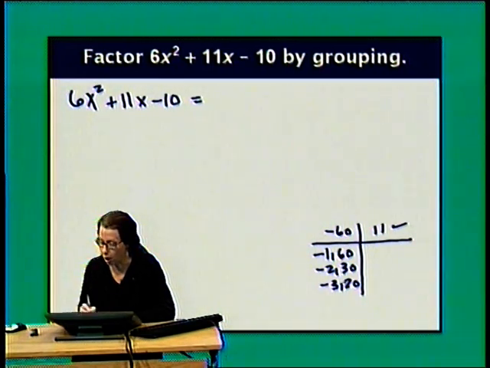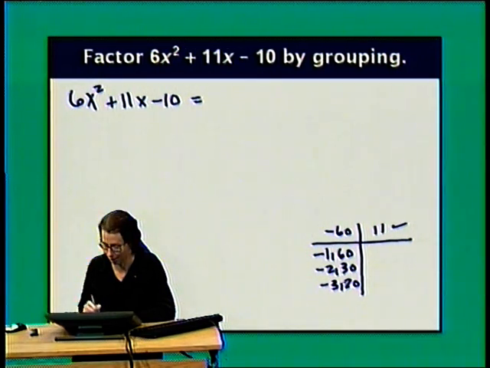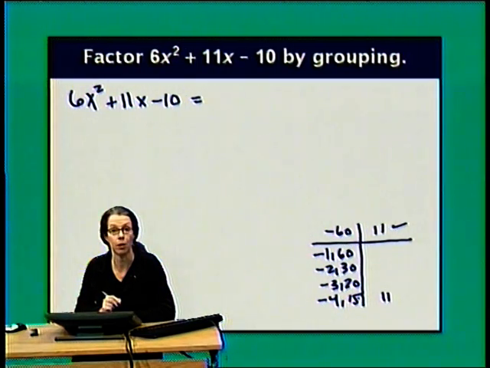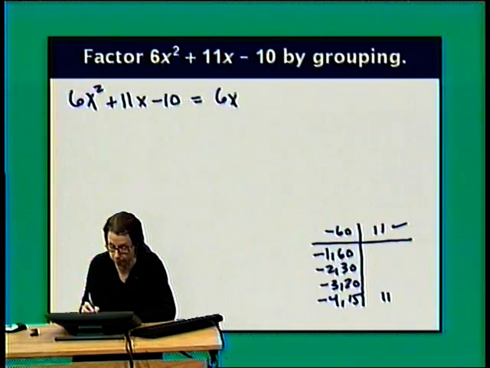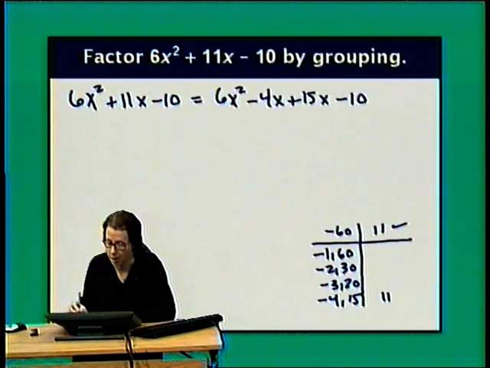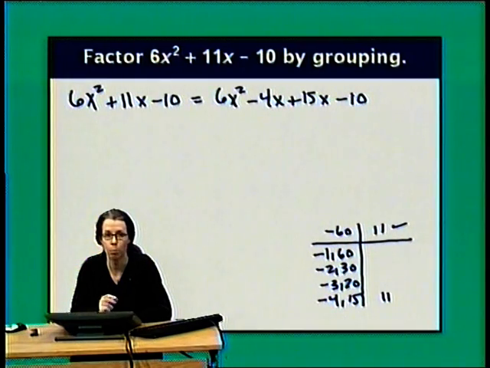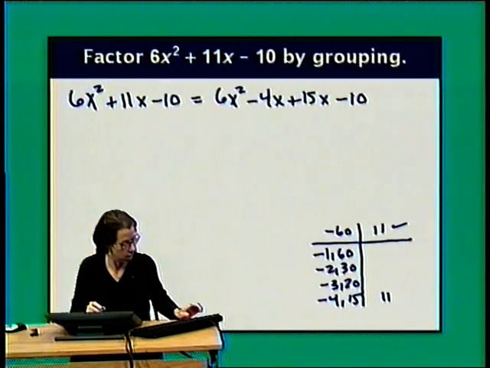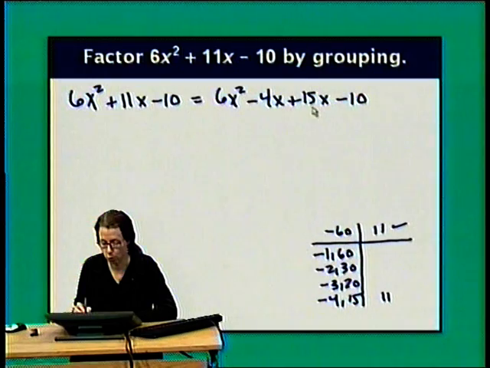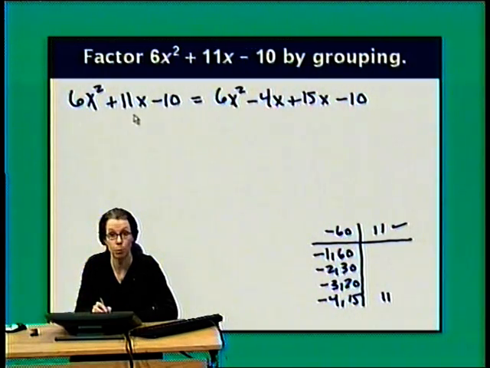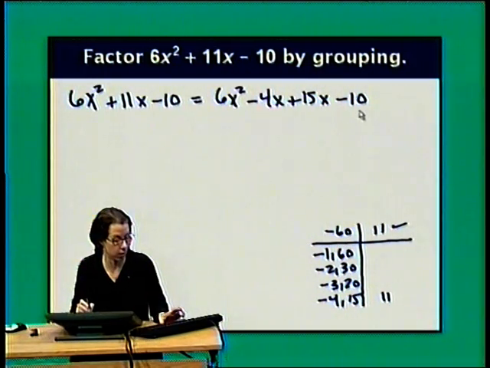That's what I'm going to need to get a positive 11. Negative 3, positive 20. That doesn't sum to 11. Negative 4, positive 15. There we go. That sums to 11. So I'm going to use a negative 4x and a positive 15x to rewrite the linear term in my trinomial. Now when I write down this step, I always check, make sure my signs are okay. 6x squared minus 4x plus 15x, that's definitely positive 11x minus 10.